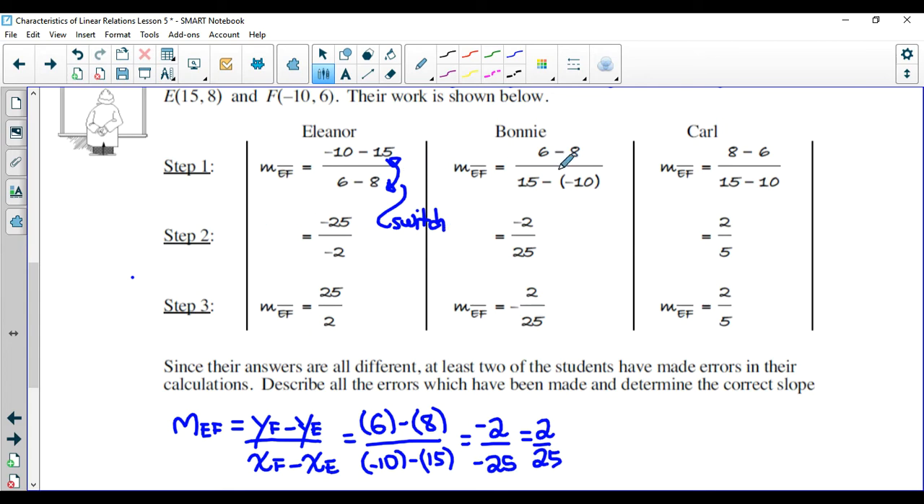So that's her problem. Bonnie has 6 minus 8 and then 15 minus -10. Well, the numerator is correct. 6 minus 8 is the same thing I had here. And then the denominator is what's incorrect. So what they should actually have is -10 subtract 15. They just mixed up the order in which they wrote down the subtraction of the y coordinates. So this should be switched.